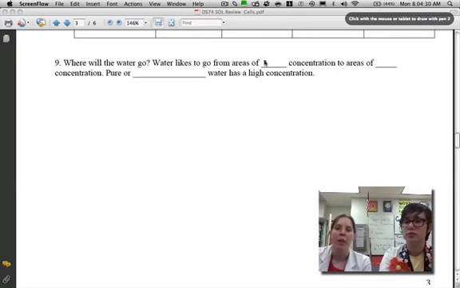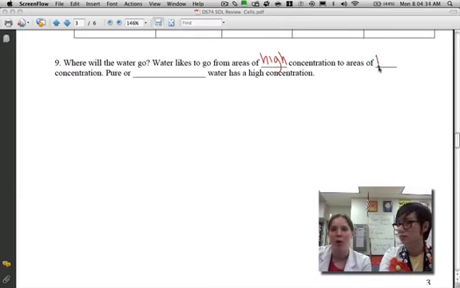Water likes to go from areas of high to areas of low. Water likes to go from high to low. It rhymes. Concentration, just like other molecules. And the other important thing to know is that pure or distilled water, distilled means the same thing as pure, has a very high concentration. So let's draw a couple pictures here and see if we can think about where the water will go.